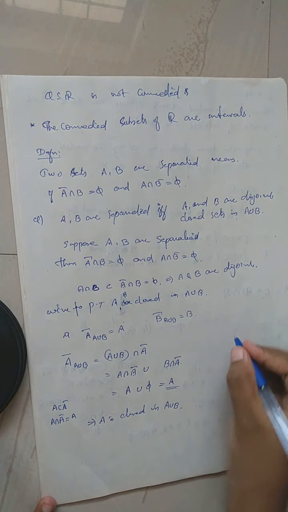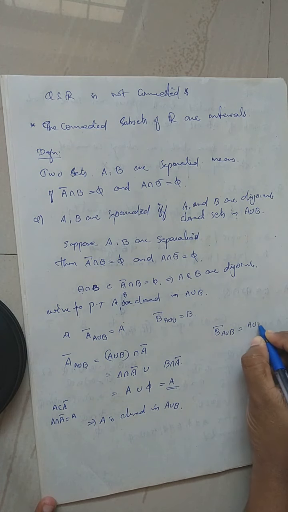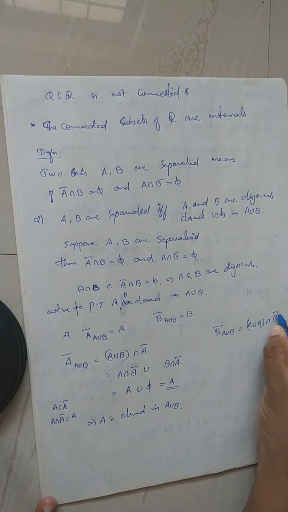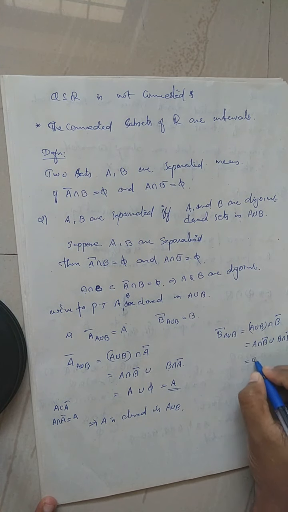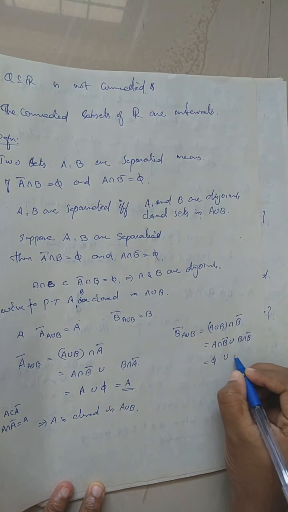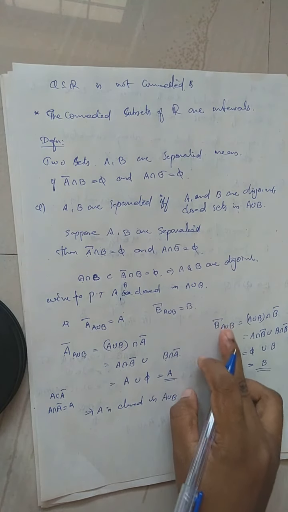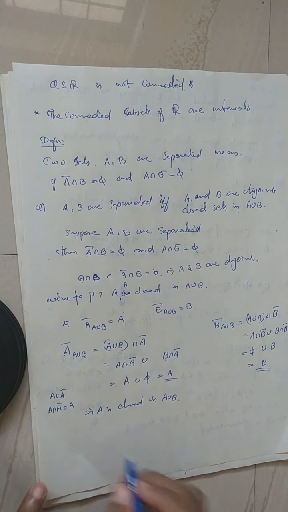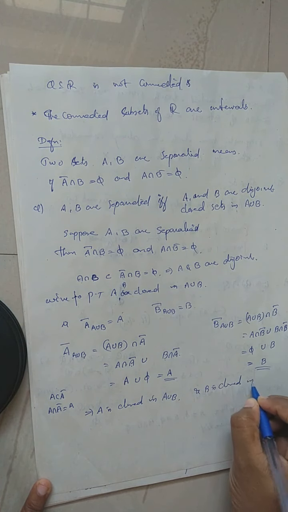Similarly, what is B closure with respect to A union B? It is A union B intersection B closure, which is equal to A intersection B closure union B intersection B closure. This is empty because they are separated, empty union B, that is B. So you get B closure with respect to A union B equal to B, which implies B is closed in A union B.